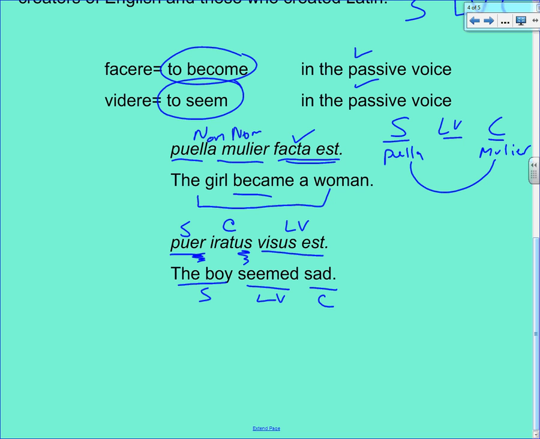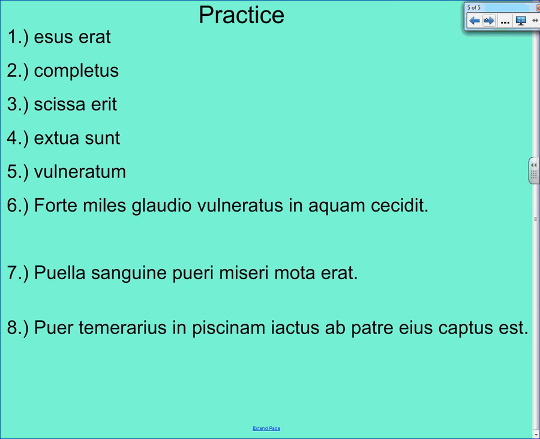Now I'm going to finish up by giving you guys a little chance to practice some of this stuff. I'm going to give you some examples. I gave you 8 of them, 8 examples. What I want you to do is I want you to translate these as literally as possible. And I want you to hit pause and go ahead and do that on your own right now.